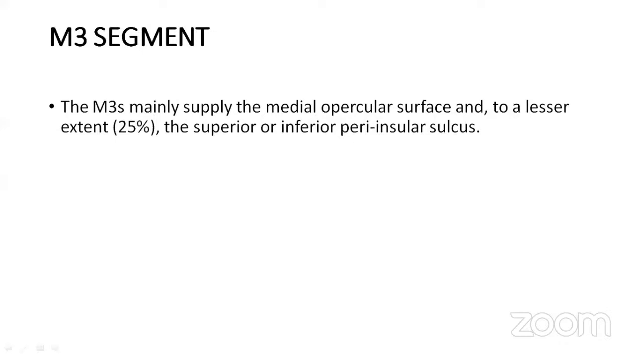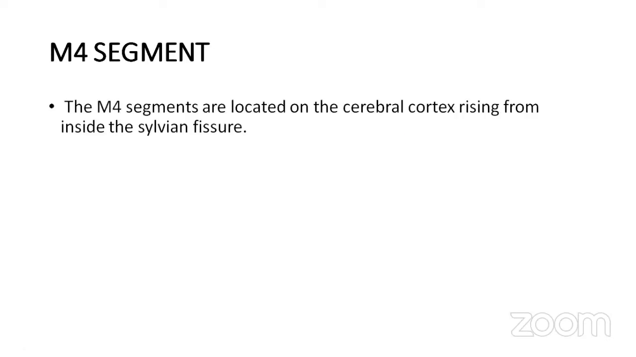Then coming through to the M3 segment, the M3s mainly supply the medial opercular surface and to a lesser extent the superior or inferior peri-insular sulcus. The M4s are actually the cortical branches. They are located on the cerebral cortex.